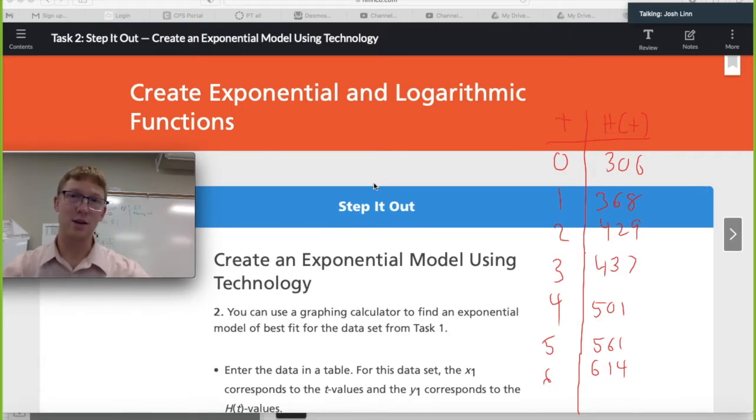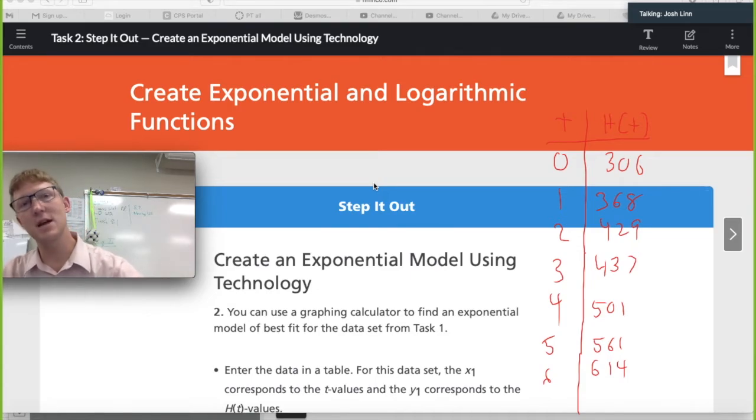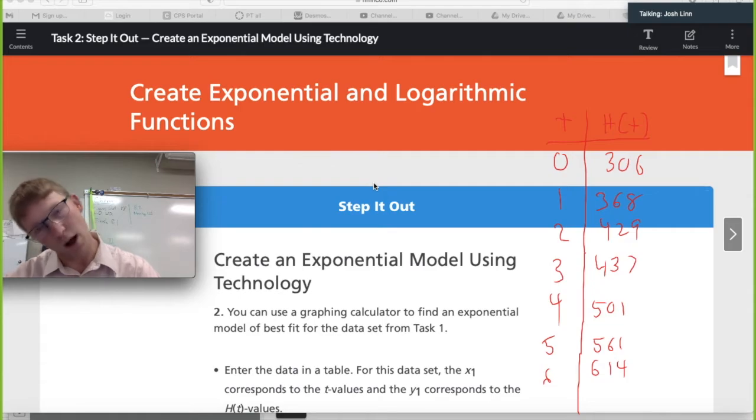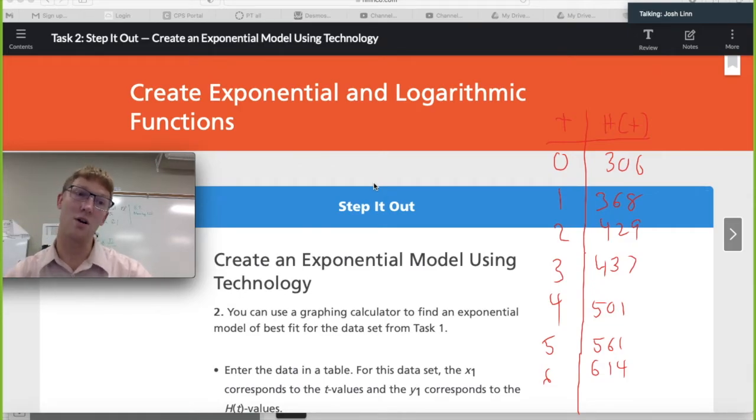I know what you're thinking. You're like, man, we're going to have to find so many of these by hand. It's going to be terrible. Why do we have this calculator if we never use it, right? Wrong.